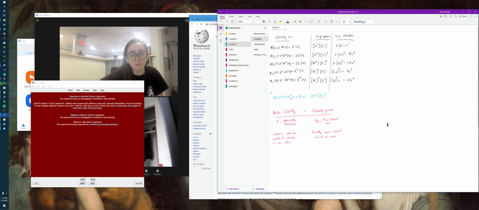So this all comes from this. Every capital K, whether it's equilibrium, Ka, Kb, Ksp, or Kw, comes from something called the law of mass action. Here, I'm writing it out for you.